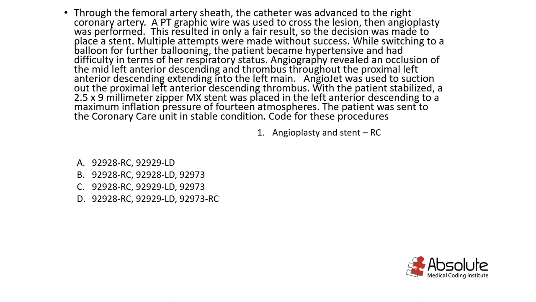Through the femoral artery sheath, the catheter was advanced to the right coronary artery. A PT graphic wire was used to cross the lesion, and angioplasty was performed. This resulted in only a fair result, so the decision was made to place a stent. Multiple attempts were made without success.